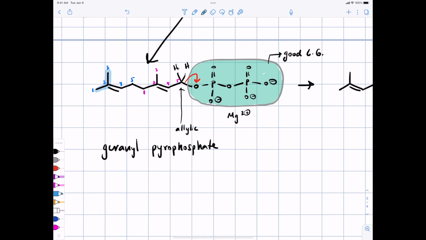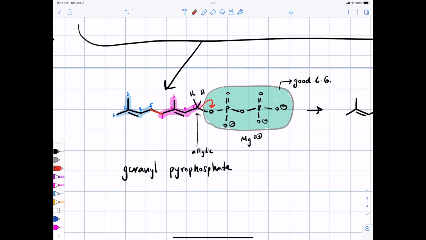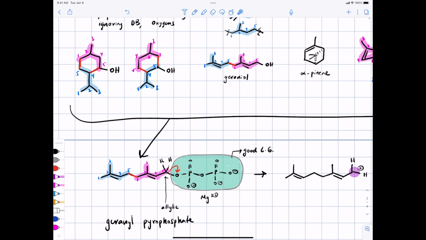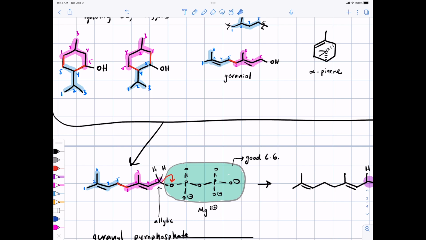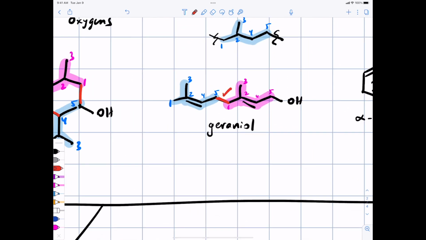And notice that in this precursor, geranyl pyrophosphate, we've already got a bond between isoprene units. It's the bond between carbon 5 of one subunit and carbon 1 of another. That's already built into this precursor. So as we look back at some of these molecules, anytime we have a bond between 5 and 1, that already came in the precursor. So that narrows the number of things you've got to do when drawing the mechanism of forming one of these from another.